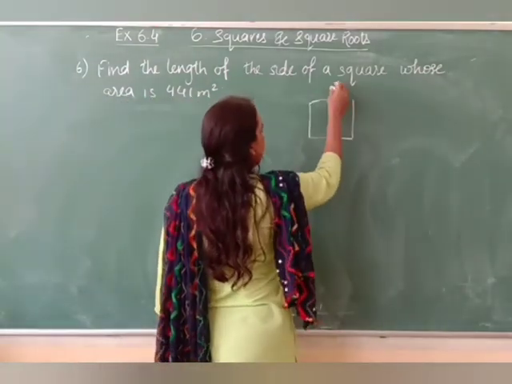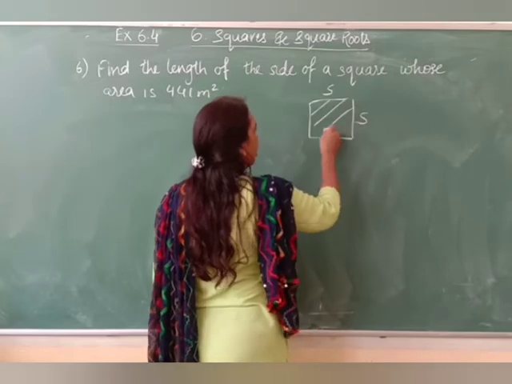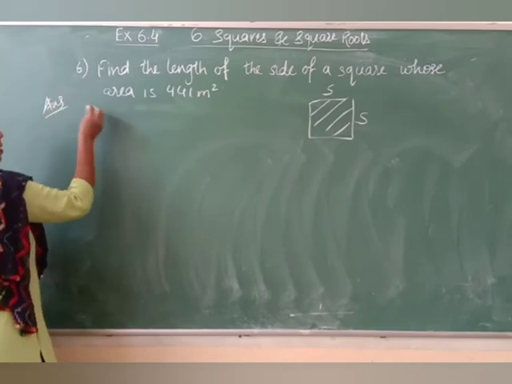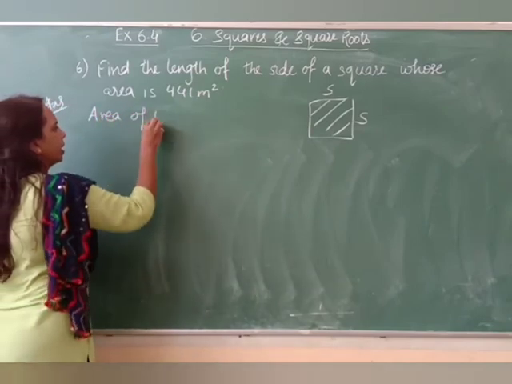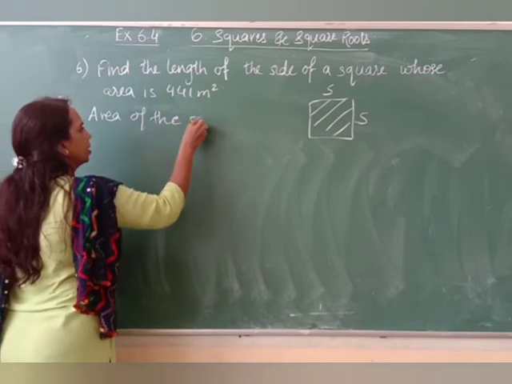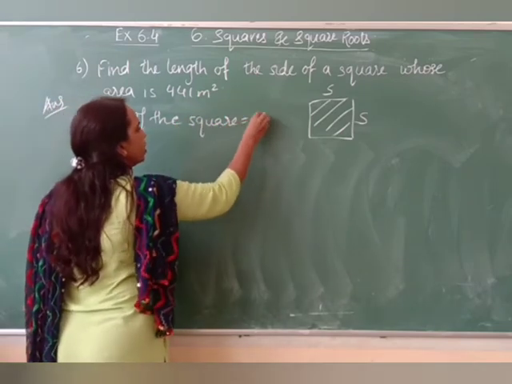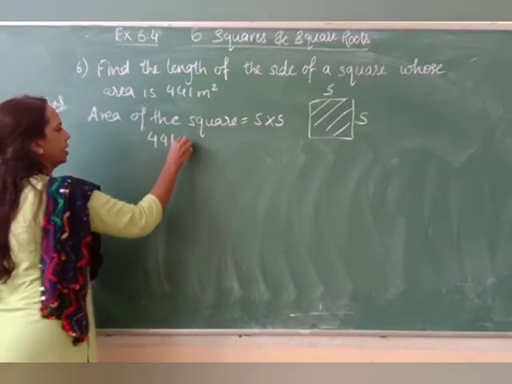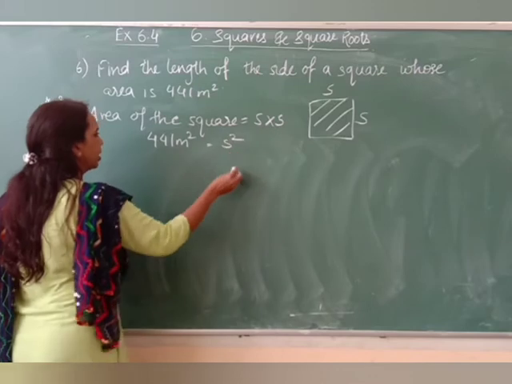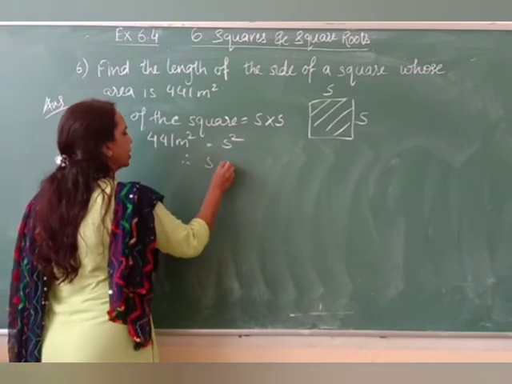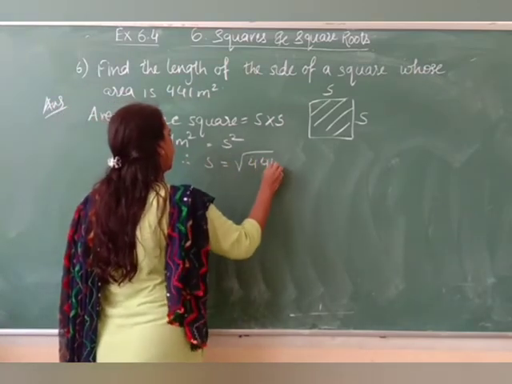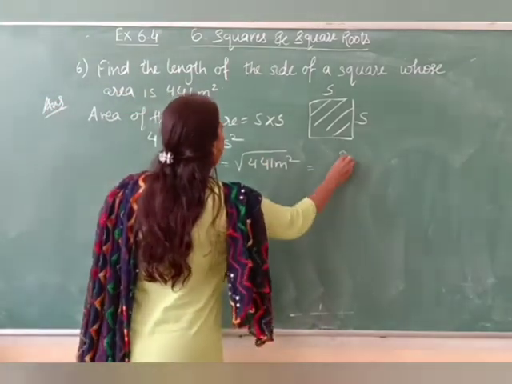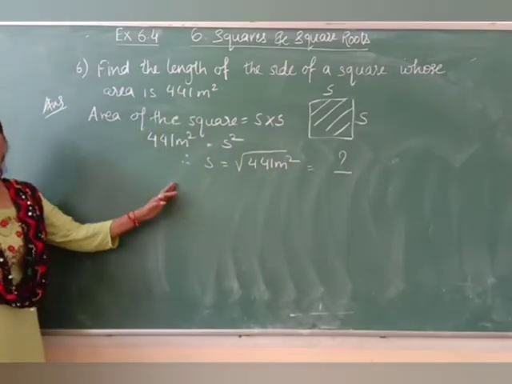Now we know that side into side is the formula for the area of the square. What is the answer? Area of the square is equal to side into side. We are already given that it is 441 meters square, which is equal to s square. Therefore, s is equal to square root of 441 meter square. Let us check it out. What is this? We have to find. We will use the long division method here.